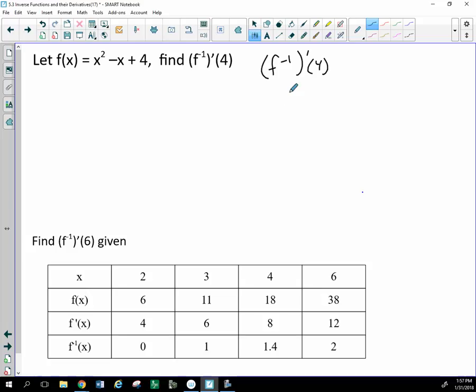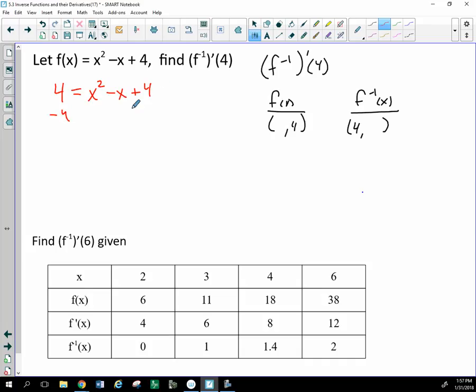All right, so what I know is that f of x has a y value of 4, and over here the inverse has an x value of 4. So again, I'm trying to figure out what's going on here. I'm going to set the y value 4 equal to f of x. If I subtract the 4 across the equal sign, I get 0 equals x squared minus x. I can factor out an x and get this. So this happens either at 0 or at 1. Well, they should have the same values there.